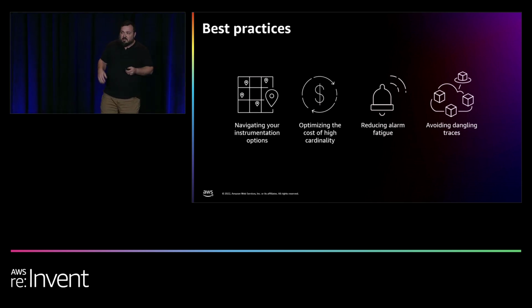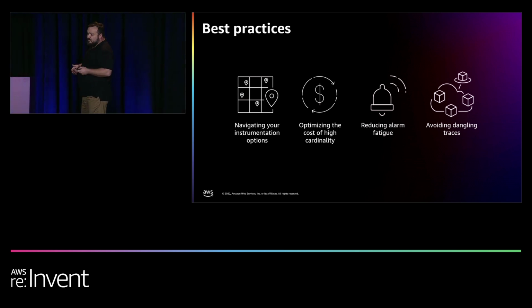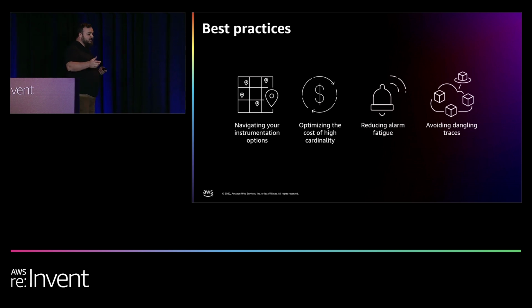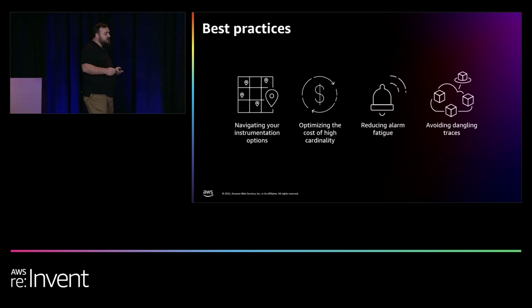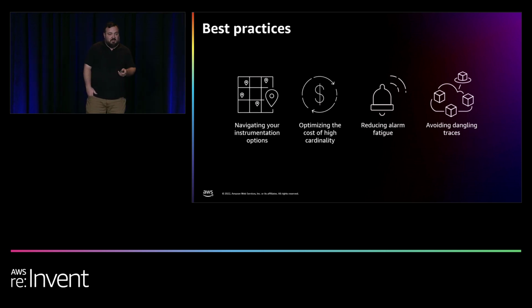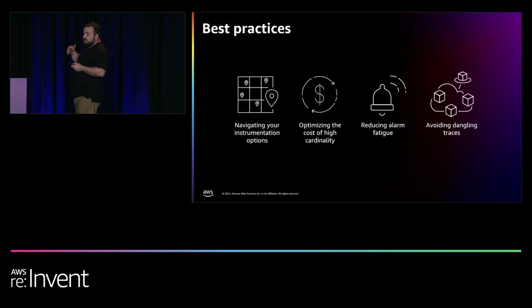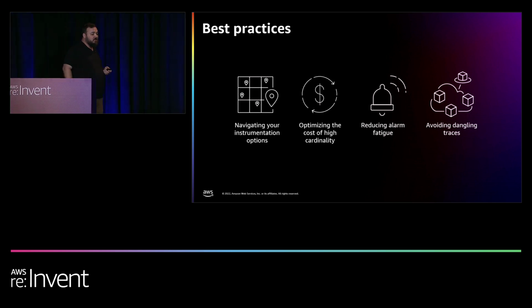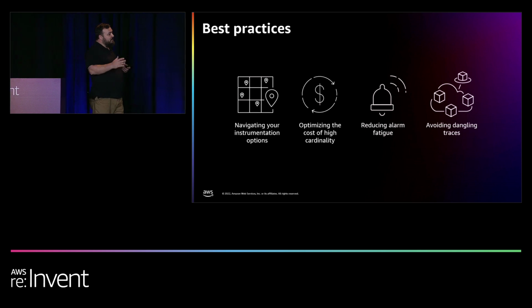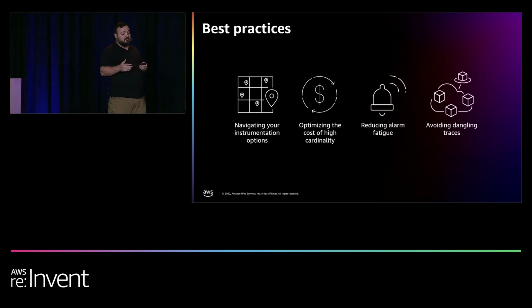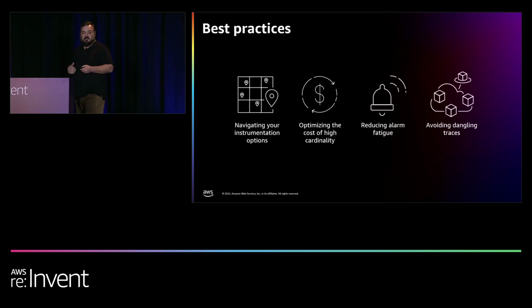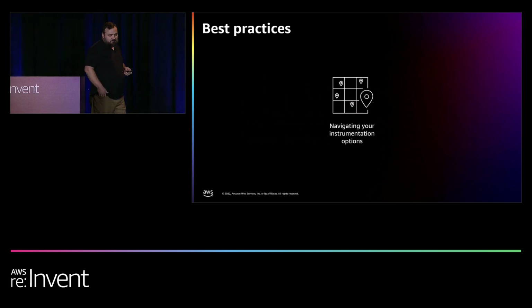One thing that's really challenging in modern workloads is there's a lot more metrics and logs, and that can lead to high cost. So I'll talk about, as the second best practice, how you optimize the cost of high cardinality. After that, because there's lots of metrics, that also potentially means there could be a lot of alarms going off, and we'll talk about how we can reduce some alarm fatigue as well. And the last but not least, and probably the most important, most misunderstood, is how do you avoid dangling traces? How do you get that end-to-end trace in your application? So let's start with navigating your instrumentation options.